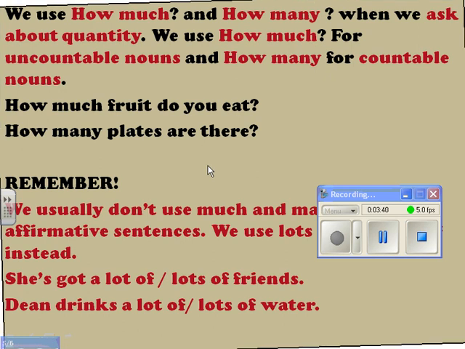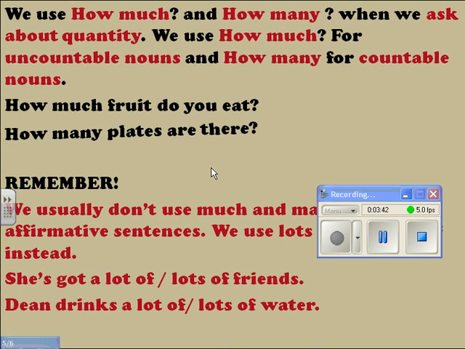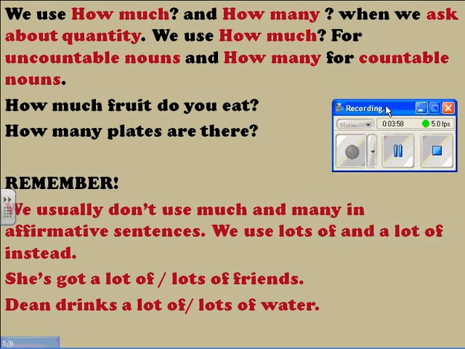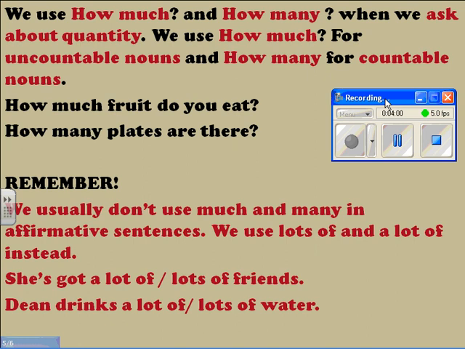Okay, let's revise. We said that much is used with uncountable nouns and many is used with countable nouns, in negative sentences and questions. So what if we want to use affirmative sentences? What shall we use with it? Okay, here I will tell you. We usually don't use much and many in affirmative sentences. We use lots of and a lot of instead.